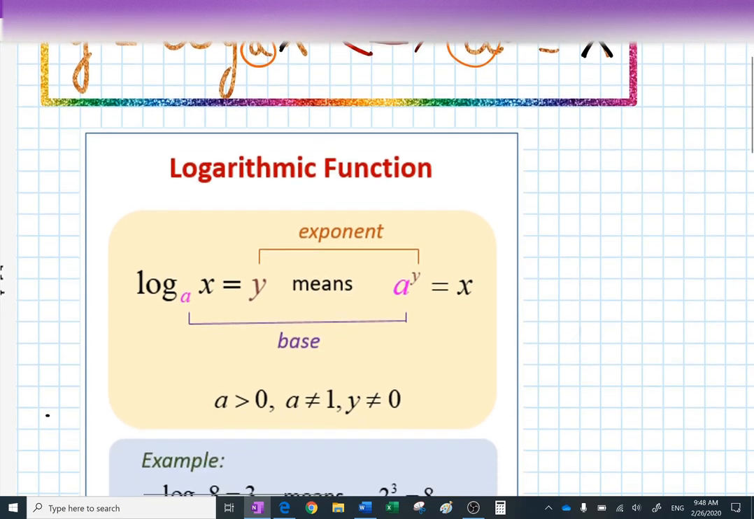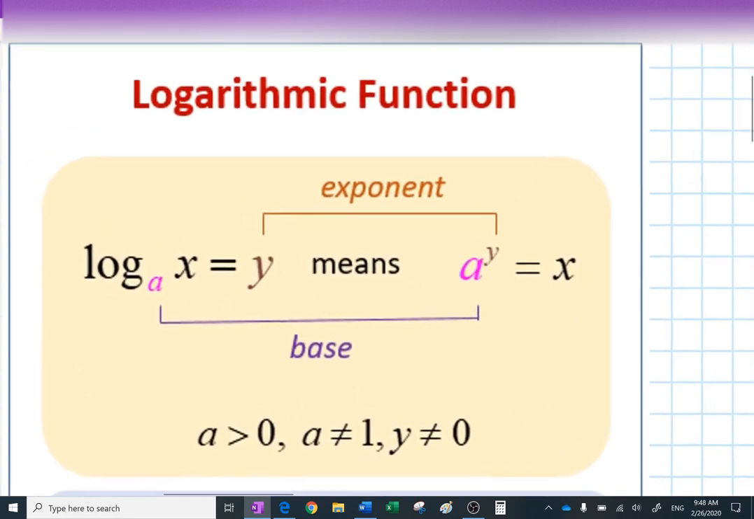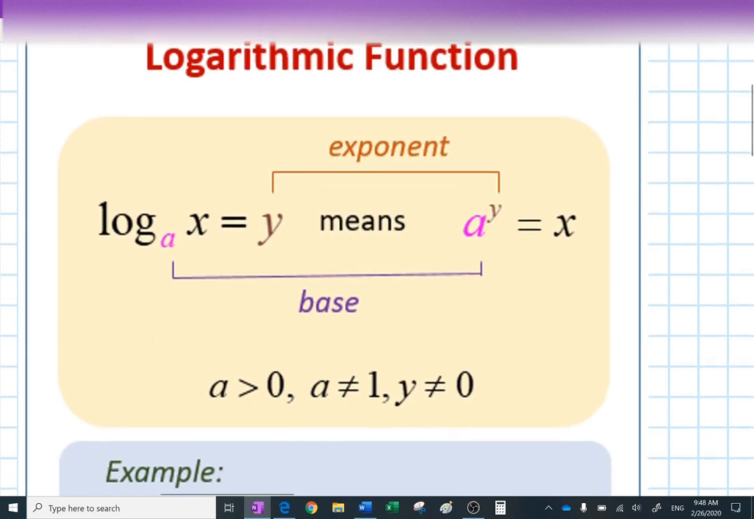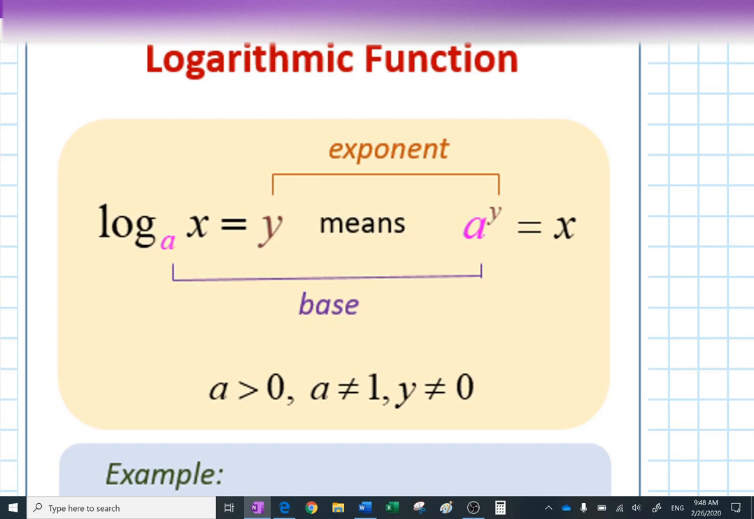Positive. Here's some explanation. Do you guys have questions? No? You're fine. a is the base. a should be positive, not 1. y should not be 0, and so on.